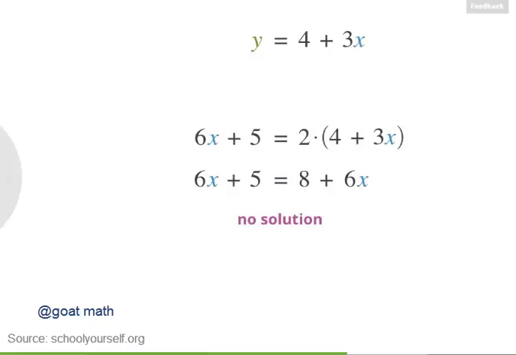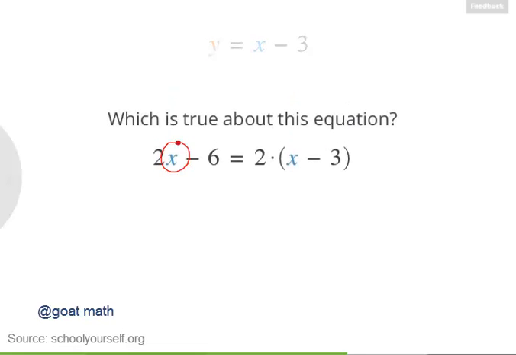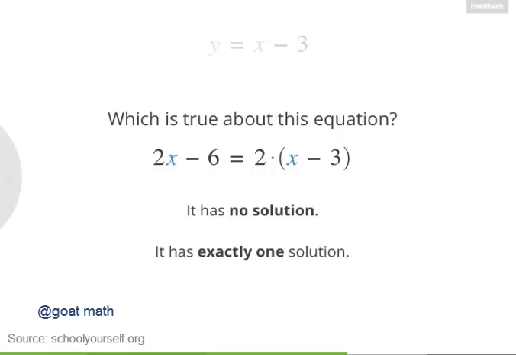That was a tricky question, so nicely done. Okay, let's look at one last pair of equations. y equals x minus 3 and 2x minus 6 equals 2y. We already have one variable expressed in terms of the other, so let's plug in x minus 3 for y in the second equation. And so 2y becomes 2 times (x minus 3) in parentheses. So now we have an equation that's just in terms of x. Which of these is true about this equation? Does it have no solution, exactly one solution, or are all numbers solutions to this equation?